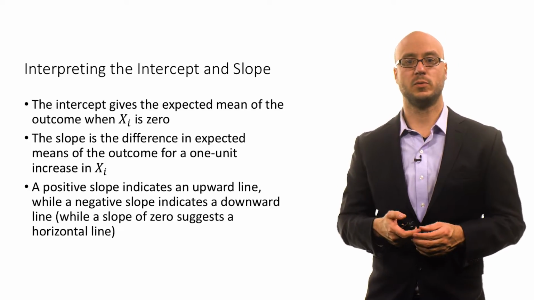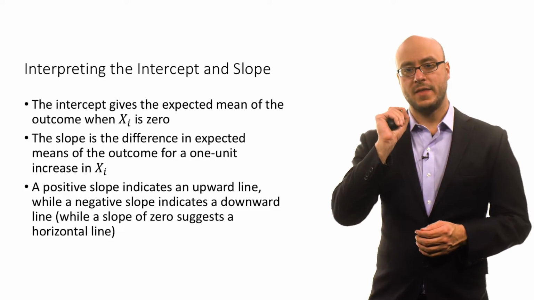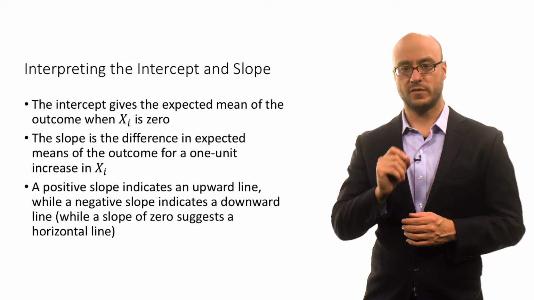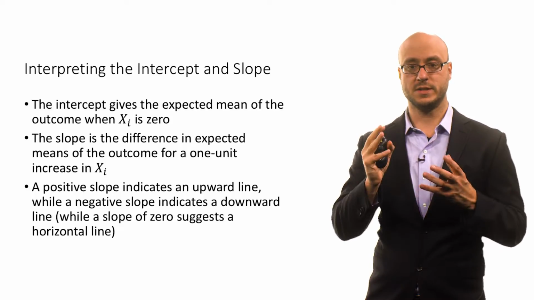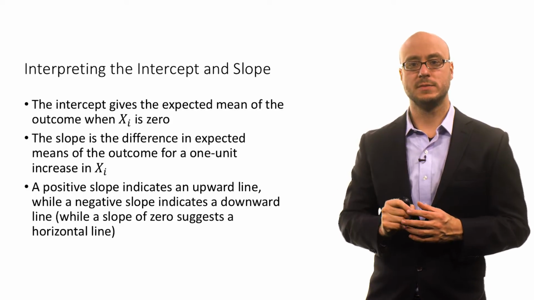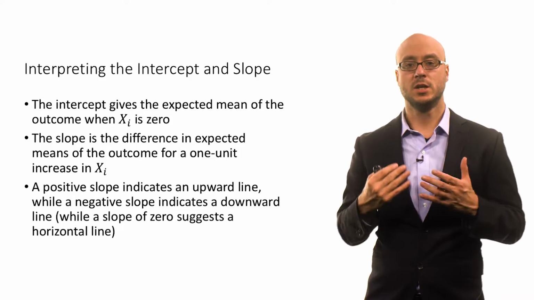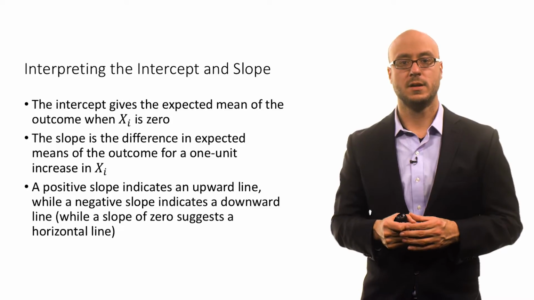temperature to increase by 0.23. That slope, a positive slope, will indicate an upward line going from the lower left-hand corner to the upper right-hand corner of the scatter plot. A negative slope will indicate a downward line. A slope of 0 or near 0 suggests a horizontal or near horizontal line.